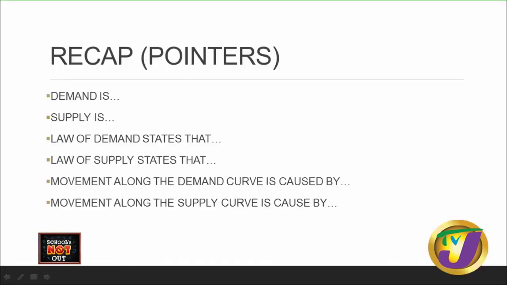Our next question is, what will cause a movement along the demand curve? There's only one factor that causes a movement along the demand curve. Do you remember what this factor is? Sure. What causes the movement along the demand curve is a change in price. So, as the law of demand states, if price increases, quantity demanded decreases. The movement along the demand curve represents a change in quantity demanded.